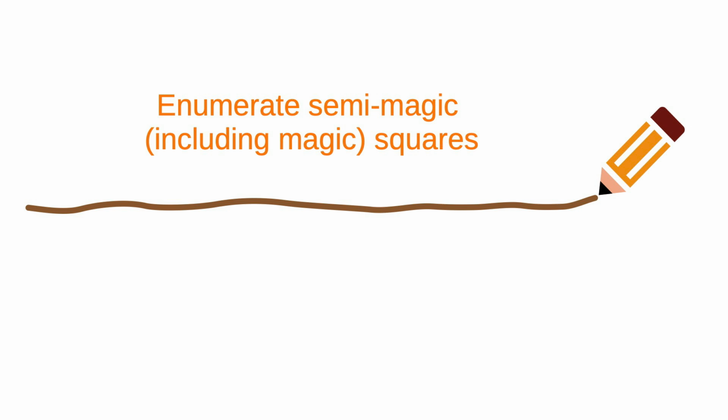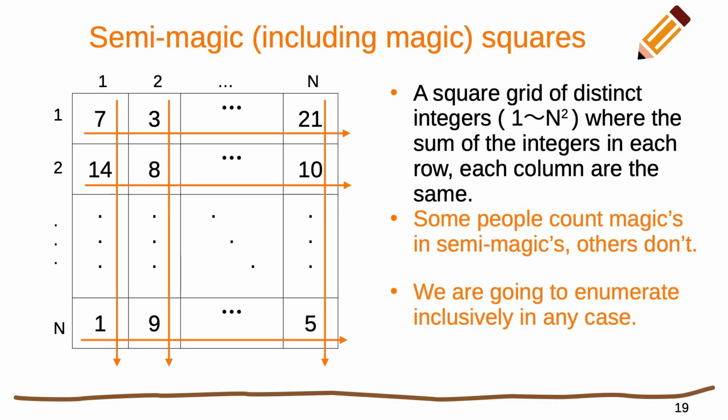Before tackling the diagonal constraints, let us consider what happens if we ignore them. If we remove the diagonal constraints, semi-magic squares will be included in the enumeration. Semi-magic squares satisfy all the row and column constraints, but not necessarily the diagonal one. As a matter of terminology, some people include magic squares as a subset of semi-magic squares, while others treat them separately. In the following, terminology choice aside, we enumerate both semi-magic and magic squares inclusively.